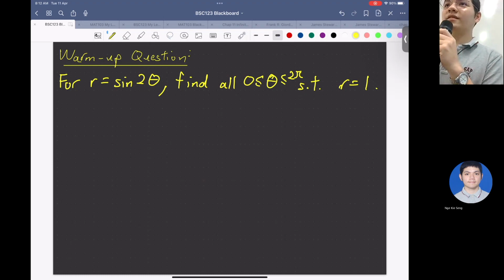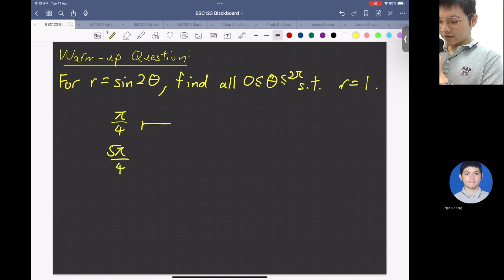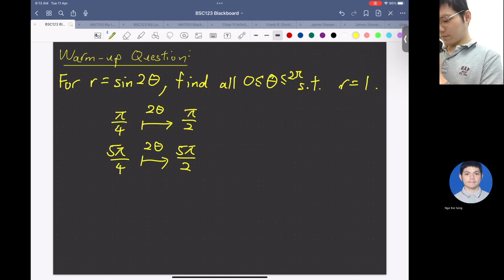So how many theta have you found? Any of you? 2? Okay, wait first. So 2, how many? You can tell me what the two are. Pi over 4 and 5 pi over 4. After you apply the 2 theta, you get pi over 2 and 5 pi over 2. Good. So how do you get this answer? Can you share with us?